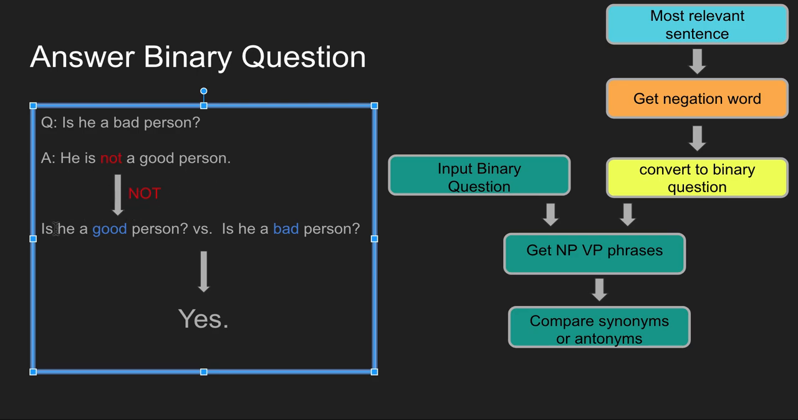Then we convert this sentence without that negation word into a binary question, compare these two questions, and location-wise, we check if they have any antonyms or synonyms. If they have synonyms, we don't do anything. If they have antonyms, we flip the switch again. So because at the beginning we have yes, we saw a negation, we flipped that yes to no, and because we saw an antonym, we flipped that no to yes. So here is how we get the answer.